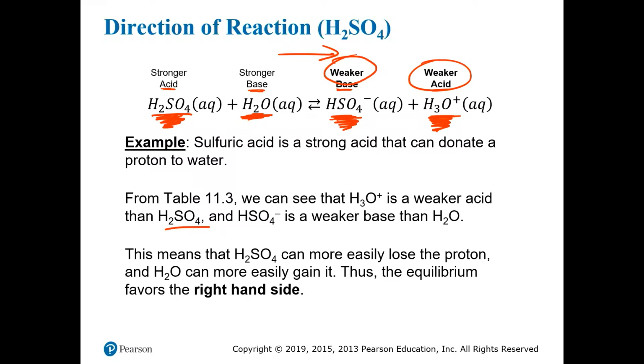In fact, since we know that H2SO4 is actually a strong acid, we should know that this reaction will in fact lie all the way to the right, and it'll be completely dissociated.